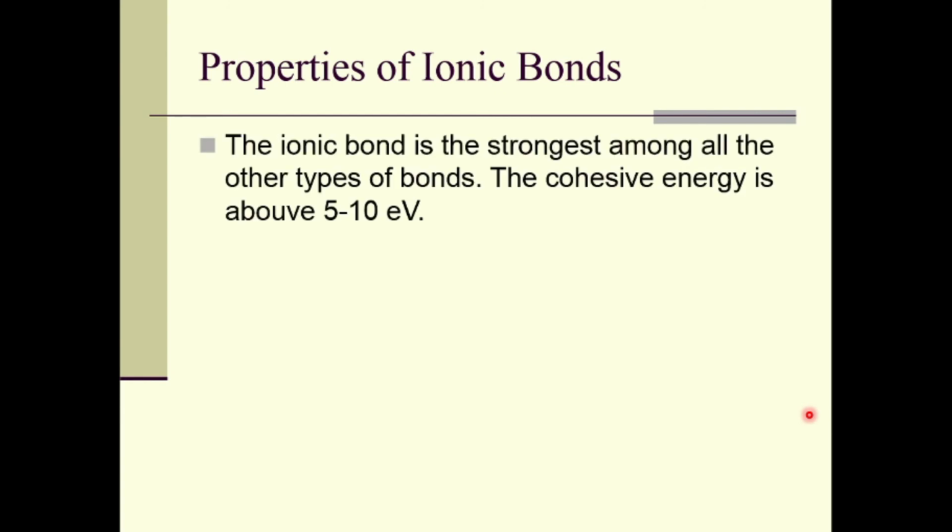The ionic bond is the strongest among all the other types of bonds. The cohesive energy is about 5 to 10 electron volt, right? So the energy is in the range of 5 to 10 electron volt, and it is the strongest bond. Cohesive energy means the energy of formation of the bond, right? It is the energy of formation.